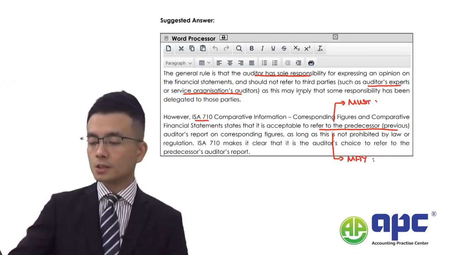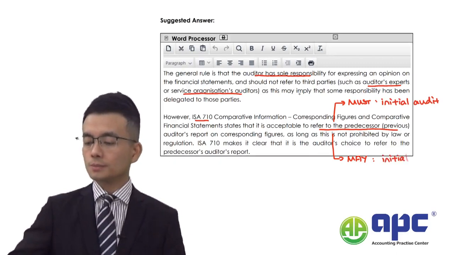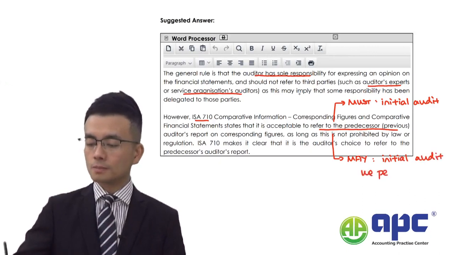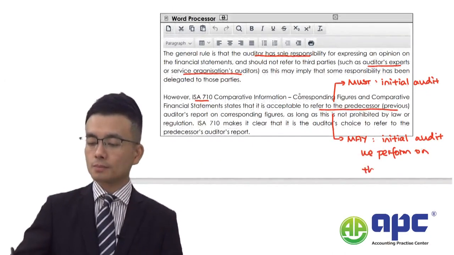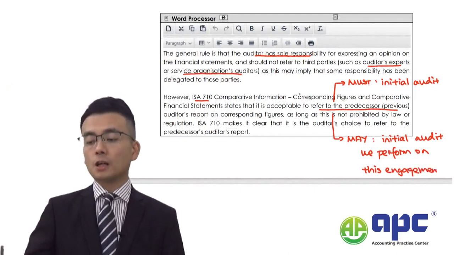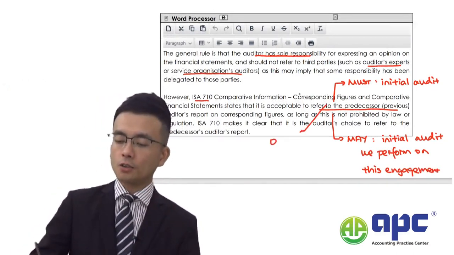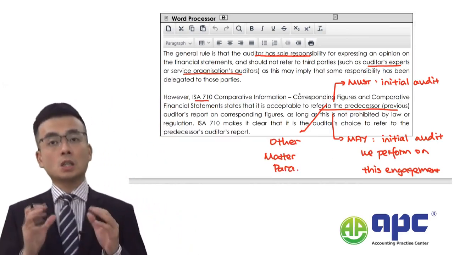Must is that this will be the initial audit, and may is that it is not the initial audit we perform on this engagement. Of course, both of them would be included in the other matter paragraph in our current year's audit report.